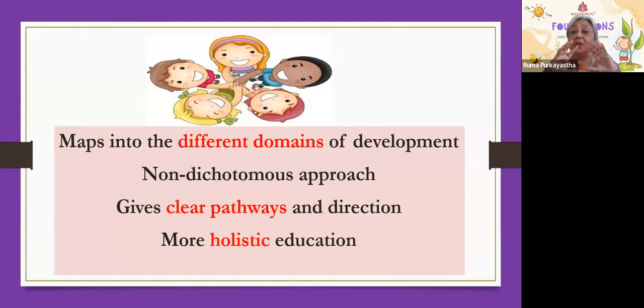Now, this entire thing that has been given to us is very simple. It has been mapped into the different domains of development. It is called non-dichotomous because here there is no dichotomy. There is no if you do this, if you do that. It very clearly tells us that there are these 5 domains or 6 domains, and you have to plan your curriculum, your learning outcomes, your competencies accordingly. So we have very clear pathways when we look at the Panchakosha. And of course, the Panchakosha is what is looking at more holistic education.